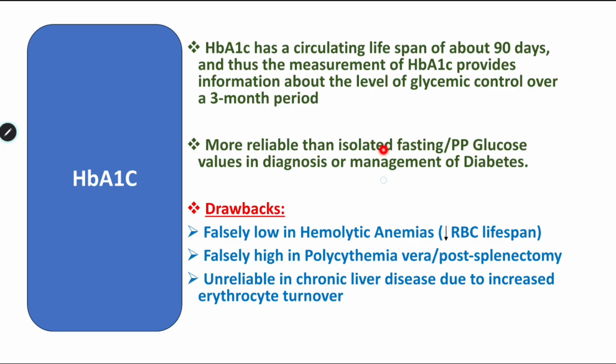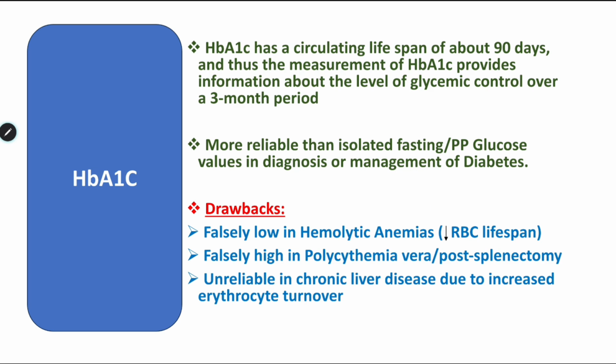Like if you eat a lot of sugar, your fasting may be high, but if you are not a diabetic, your HbA1c may be 5.4, 5.5. Just because you had a lot of sugar at once, you had a higher fasting, you had a higher postprandial glucose, or if you were stressed, your fasting glucose may be abnormal because of higher cortisol, but HbA1c will still be 5.4, 5.5, in the normal range. And that is why it is a more reliable marker than isolated fasting or postprandial values in diagnosis or management of diabetes.